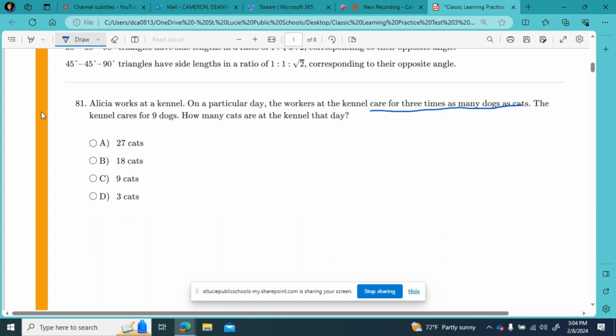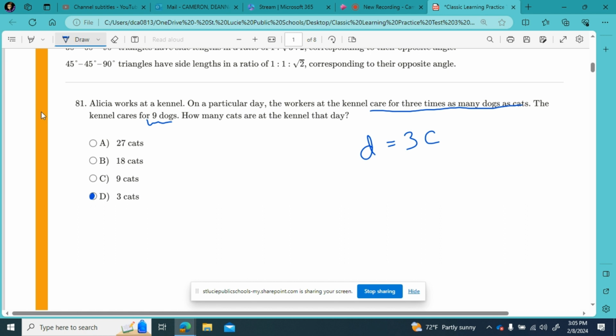So the amount of dogs they're caring for is 3 times as much as the cats. So they're always caring for more dogs than cats. So if they're caring for 9 dogs, they must be caring for fewer cats. The only number here less than 9 is 3. So they're only caring for 3 cats that day.